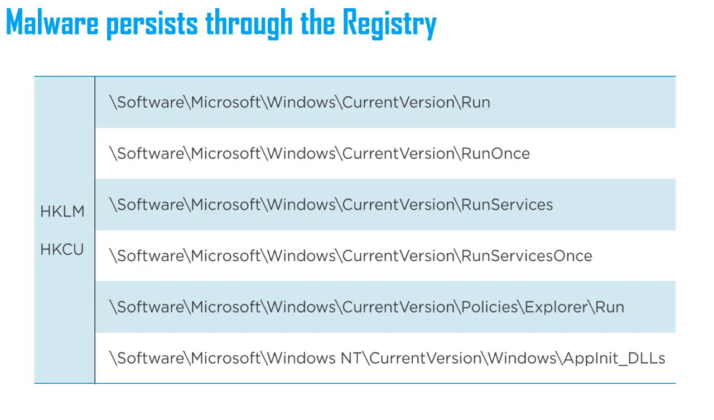The first registry entry is a very important one: Software, Microsoft, Windows, CurrentVersion, Run, and RunOnce, RunServices, Explorer Run, and Windows NT CurrentVersion Windows AppInit_DLLs. So these registry entries, please make a note. Most malware is going to modify this kind of registry entries for persistent behavior.